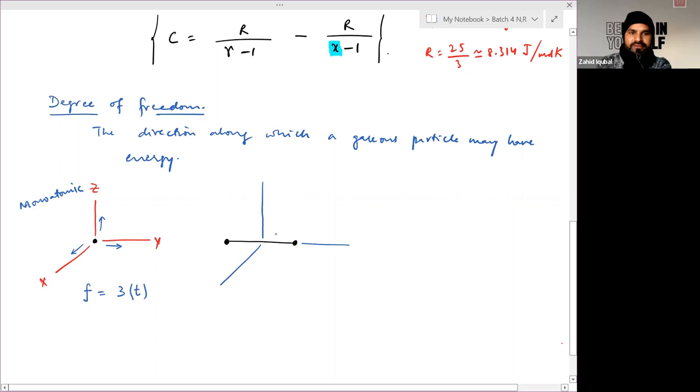Try to find the number of ways in which this diatomic particle will have energy.